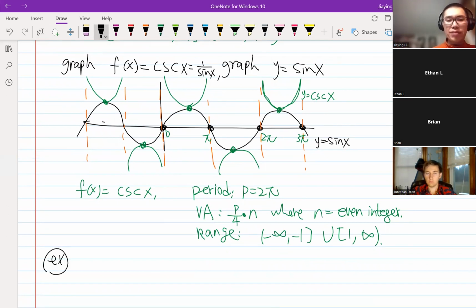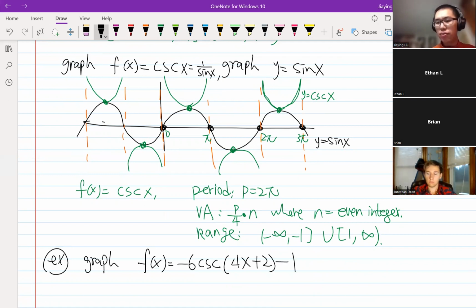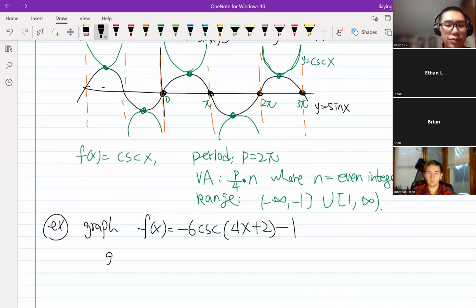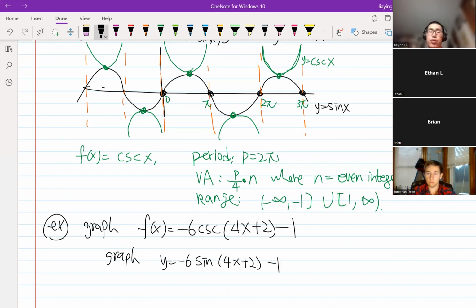So suppose we have, for example, we want to graph f of x equals -6 cosecant 4x plus 2 minus 1. Okay, how do we graph this? Well, to graph this, what we do is we're actually going to convert it to a sine first. So what we're going to do is graph y equals -6 sine 4x plus 2 minus 1. And then we're just going to do what we did just now, find the reciprocal of that function.